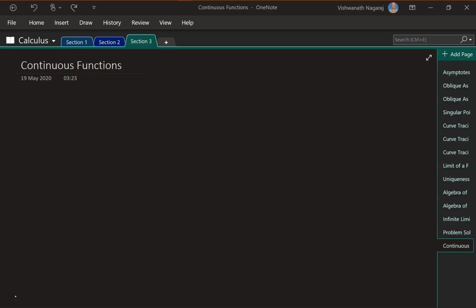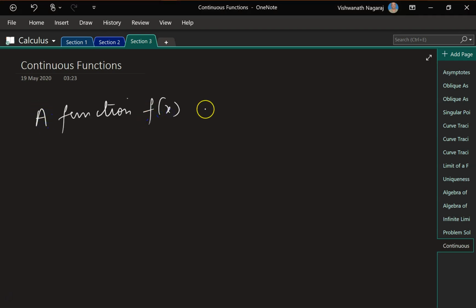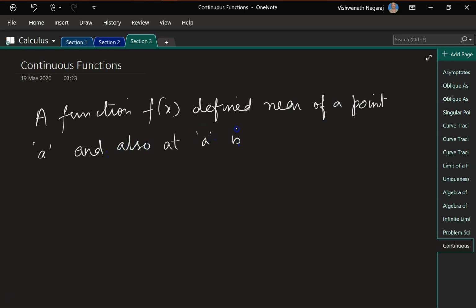We have looked at limits of a function. Now let's look at continuous functions. What does it mean when we say continuous function? A function f of x defined near a point A and also at A is said to be continuous at x equal to A.